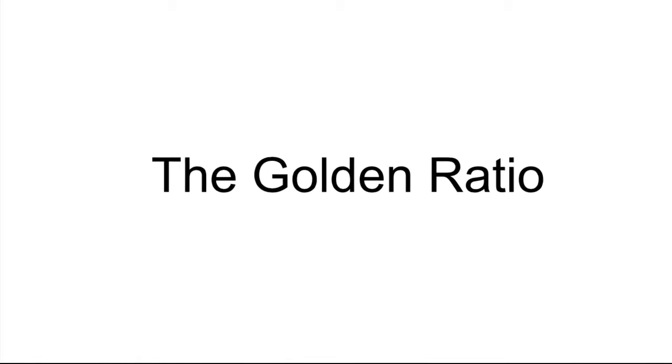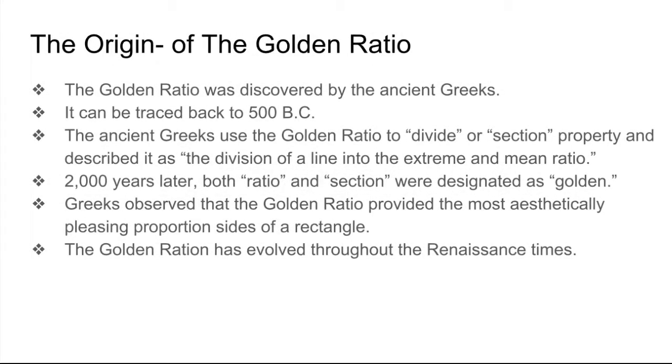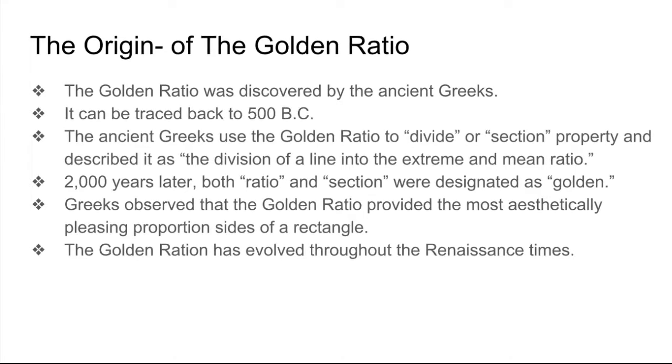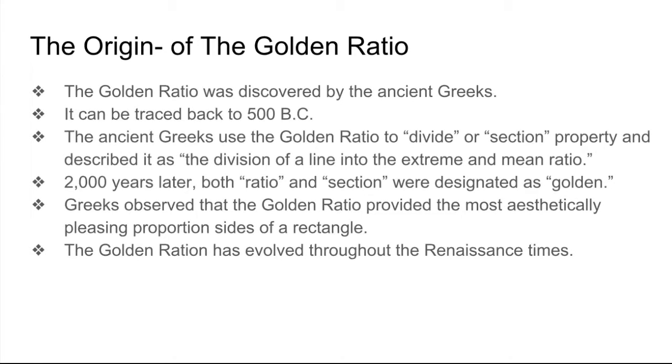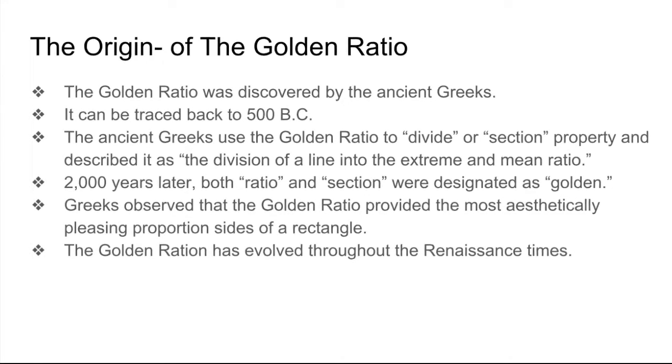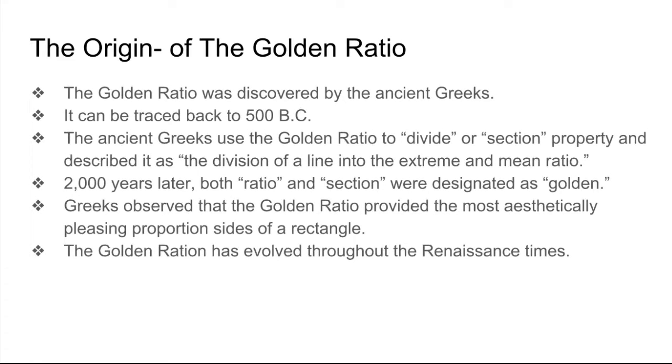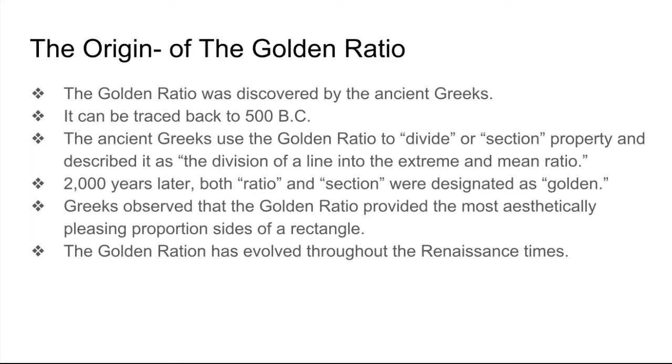The golden ratio. The origin of the golden ratio. The golden ratio was discovered by the ancient Greeks. It can be traced back to 500 BC. The ancient Greeks used the golden ratio to divide or section property and described it as the division of a line into the extreme and mean ratio.